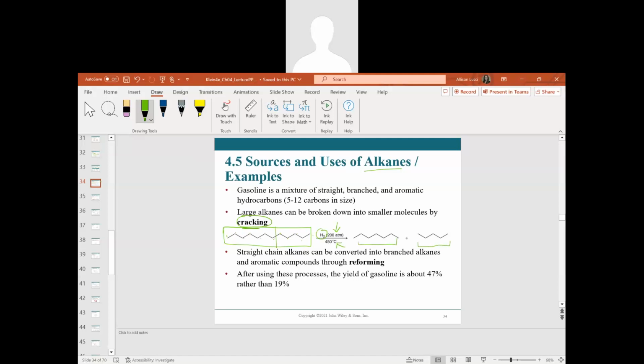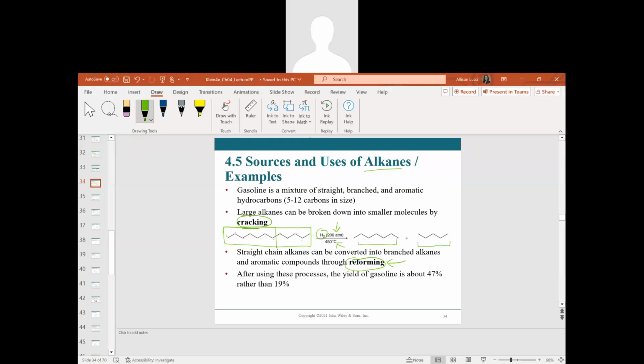and now we have two smaller unbranched straight chain alkanes. We can also do something called reforming. If you're into gasoline and anti-knock in your engine, you may be interested in knowing that these linear unbranched alkanes are more prone to knock. So therefore we do this reforming, and that creates branched or aromatic compounds with the right amount of carbons to be used as a fuel source as well.